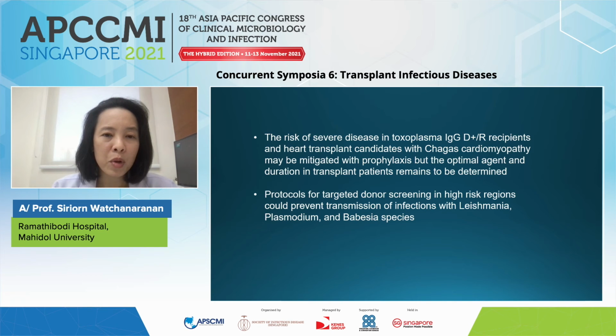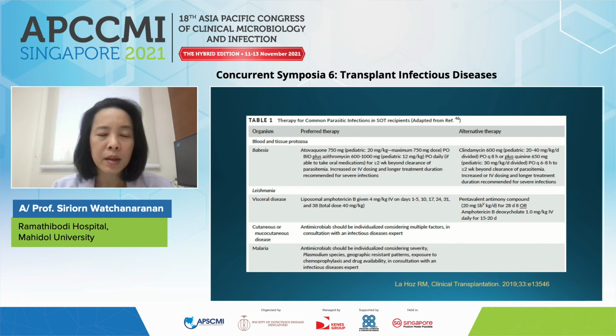And again, with use of the prophylaxis for Toxoplasma, one needs to be careful about duration because the optimal duration and optimal agent is to be determined. But protocol for target donor screening in high-risk regions can prevent transmission of the infection with Leishmania, Plasmodium and Babesia species. This is the therapy that you can also see in our review in Clinical Transplantation 2019.